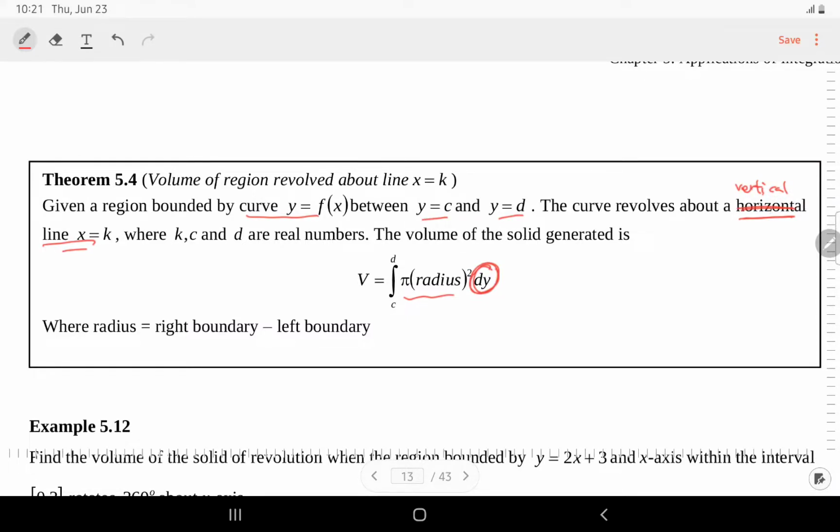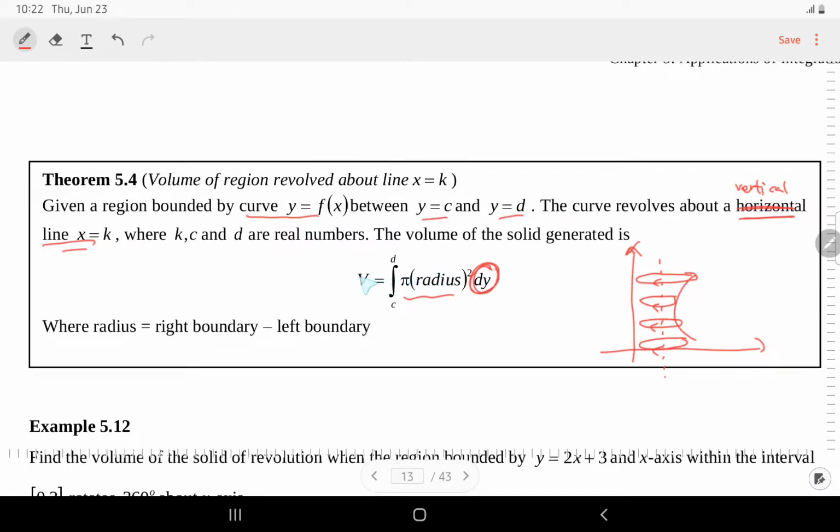line. Okay, vertical line. So let's say kita ada graph macam ni. Okay, inilah contohnya macam ni graph dia. And then ada vertical line kat sini. And then graph ni dia berpusing 360 darjah dengan menjadikan vertical line ni sebagai paksi dia. Okay, dia berpusing 360 darjah dekat paksi vertical. So untuk case yang macam ni, kita integrate by dy.